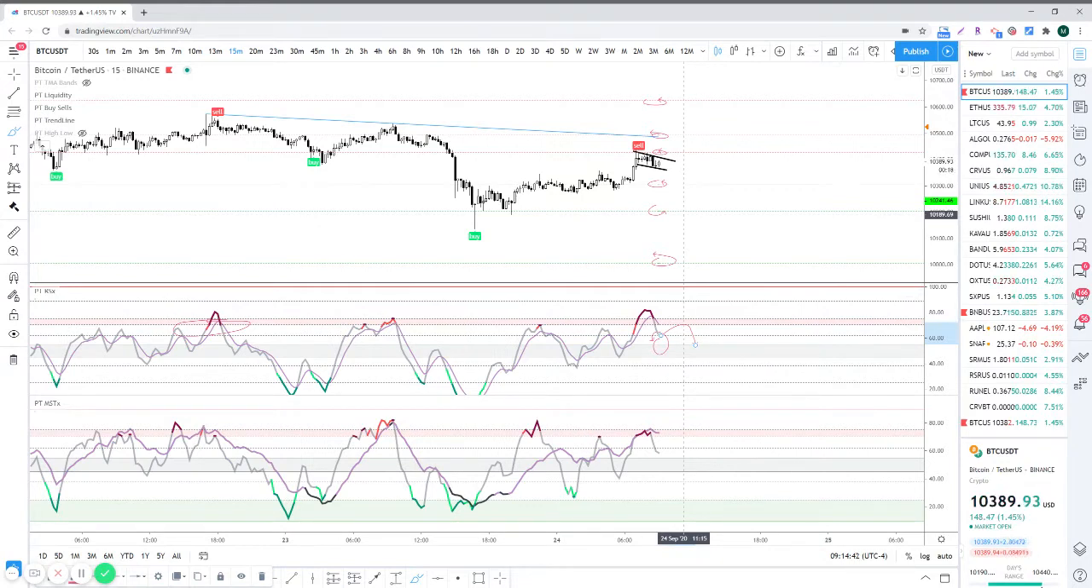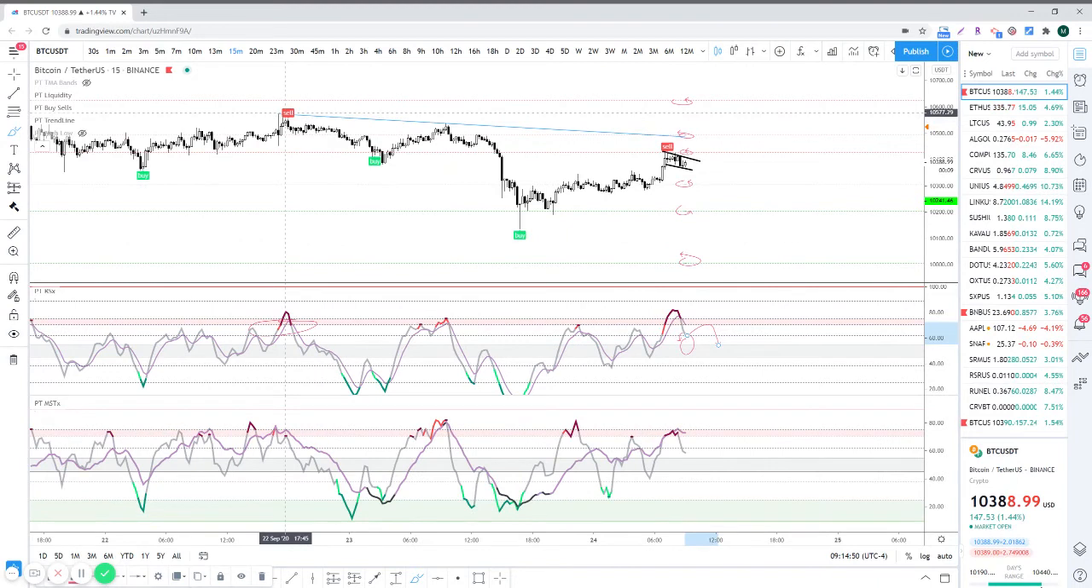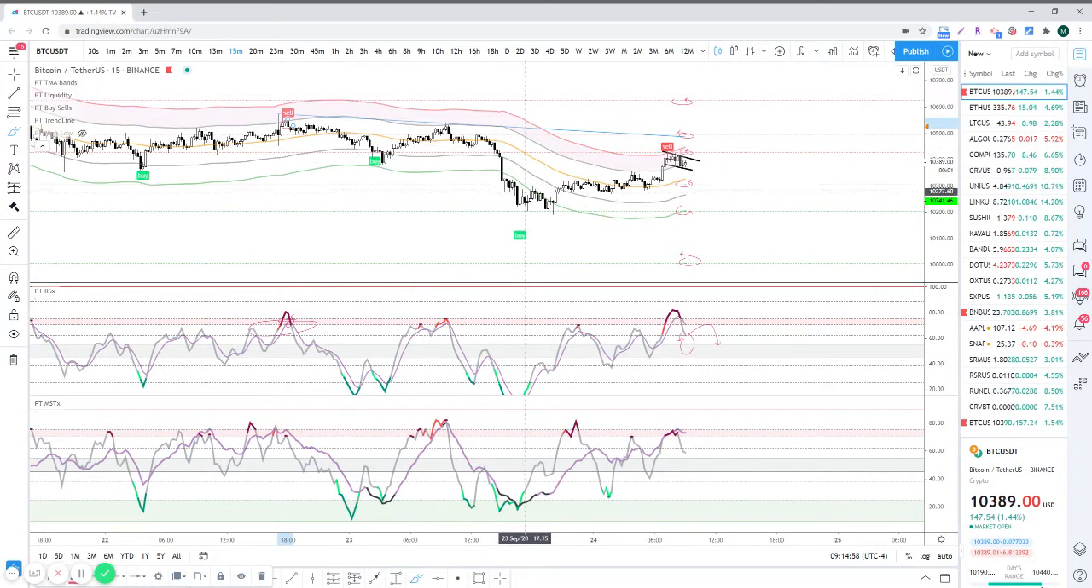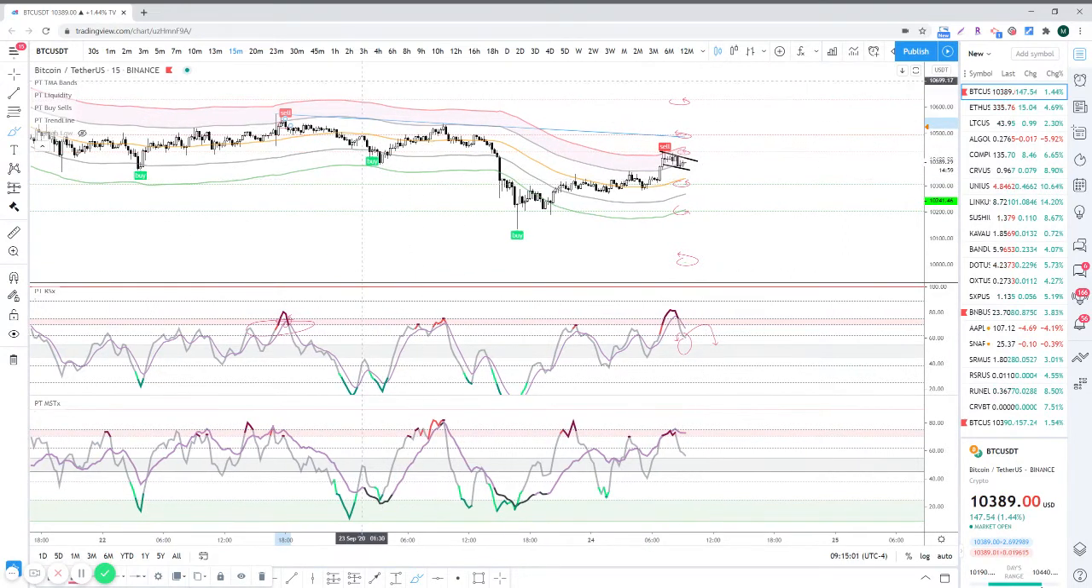That's all I'm saying. So move stops to break even as soon as you get your RSX to cross on the time frame that punted that signal, right? Move stops to break even, right? Let me put on my bands again. Yeah, that's pretty much it.